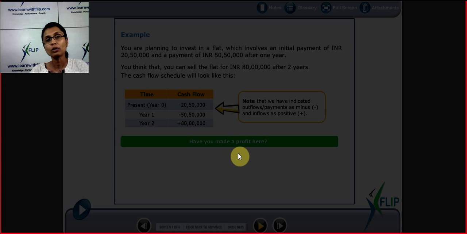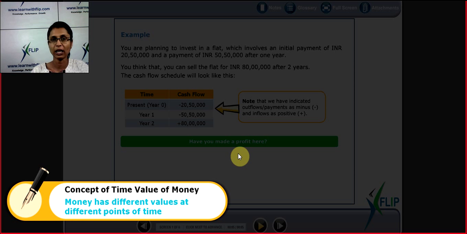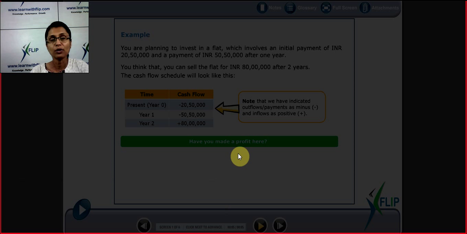Right. Now to start off, we know that the fundamental concept of time value is that money has different values at different points of time. So we can't compare or add and subtract cash flows which are at different points of time. So what do we need to do? We need to bring them to the same point of time or the present value.